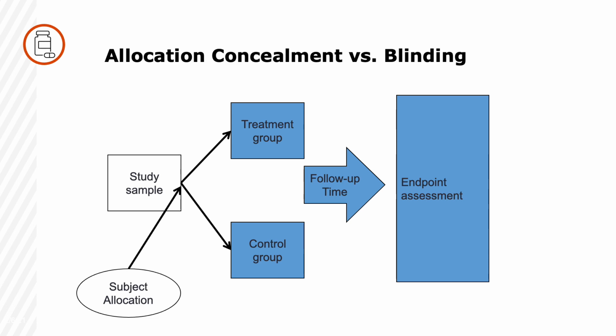So let's take a second to think about, how does allocation concealment differ from blinding? We talked about allocation concealment in an earlier lecture. So this figure here just outlines the general flow of the randomized control trial from left to right, where we have some study sample recruited and consented to participate in the trial. And then there is a process of allocation of identifying which subjects will randomly be assigned to either the treatment or the control group. They're followed over time, and their endpoints or their outcomes are assessed.